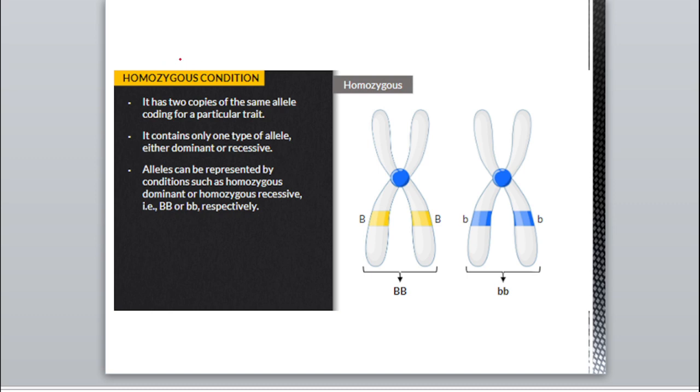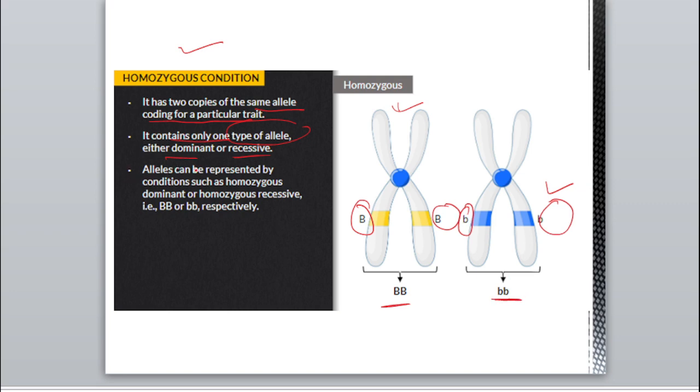Okay, now the homozygous condition. It means having two copies of the same allele coding for a particular trait, like this chromosome where both the alleles are the same, capital B, capital B. In this case again both alleles are the same, a copy of the same allele coding for a particular trait. It contains only one type of allele, either dominant or recessive. Like in this case both are dominant and in this case both are recessive.